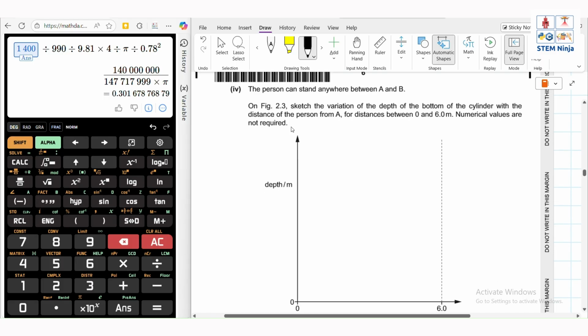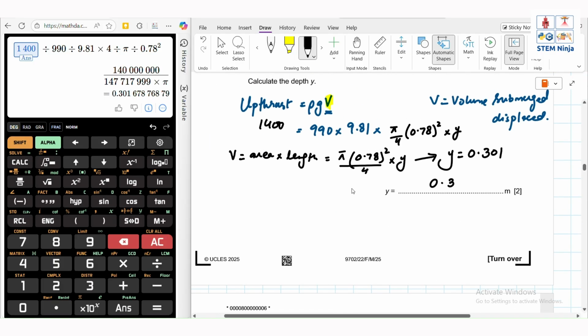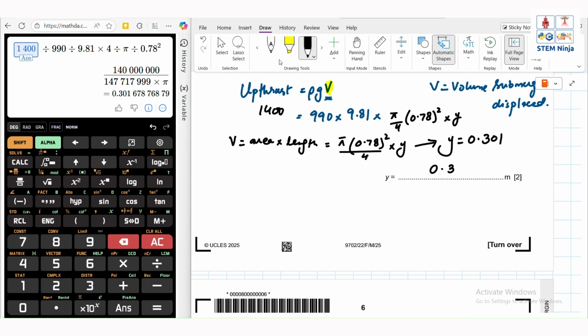The person can stand anywhere between A and B. On figure 2.3, sketch the variation of the depth of the bottom of the cylinder with the distance of the person from A. For the distances between 0 to 6, numerical values are not required. To understand this sketch, we have to rearrange the formula for y.